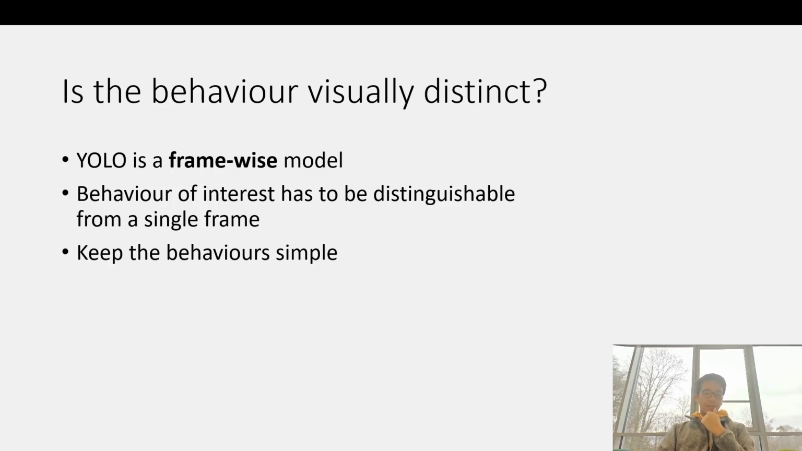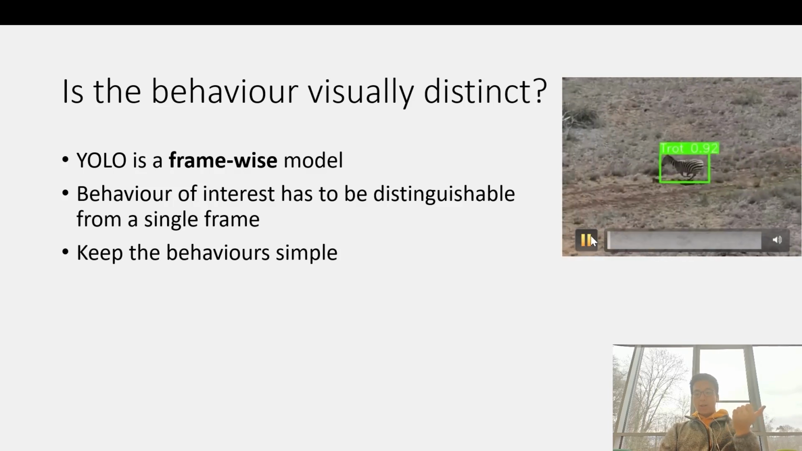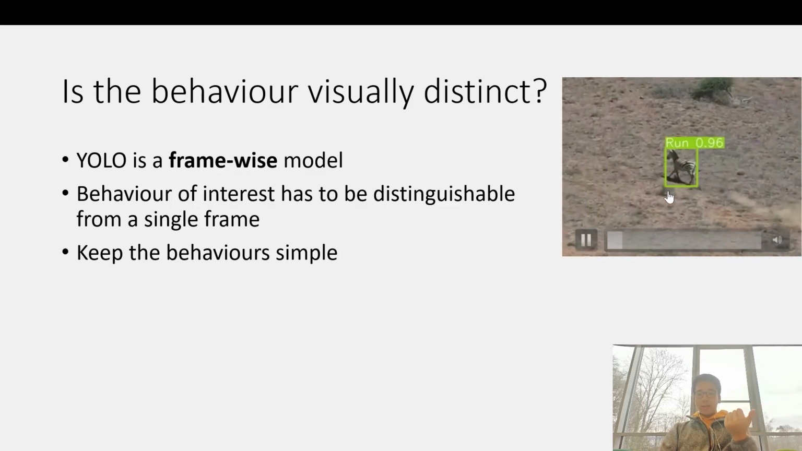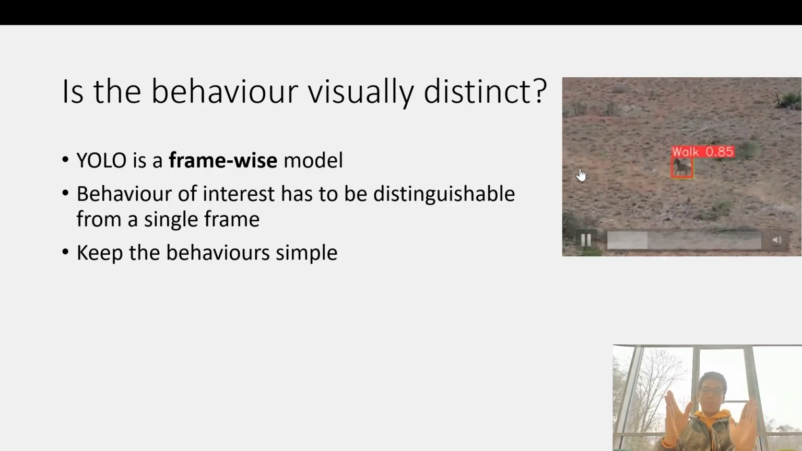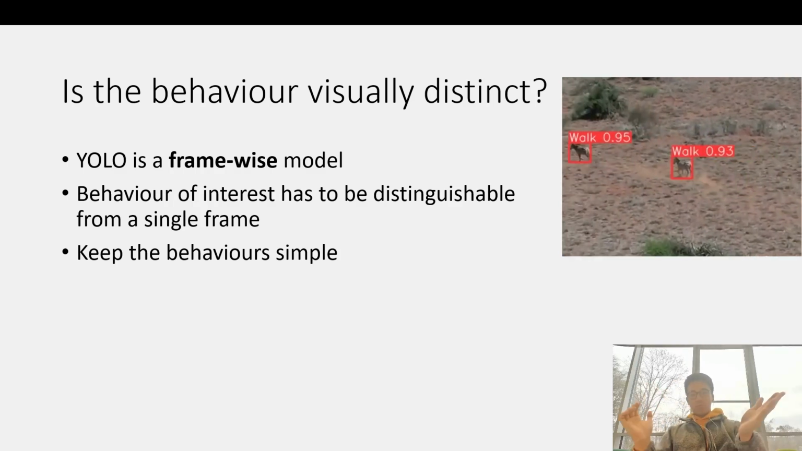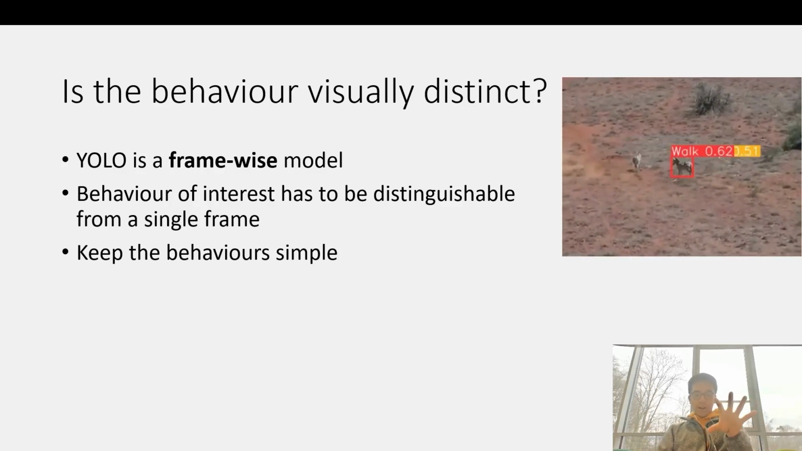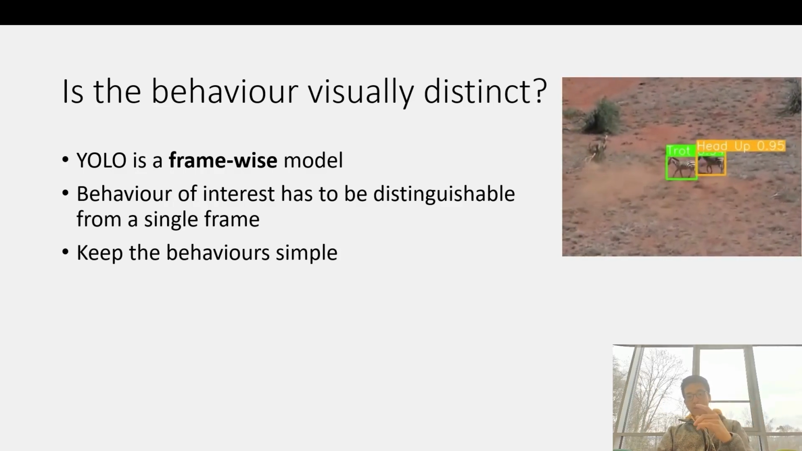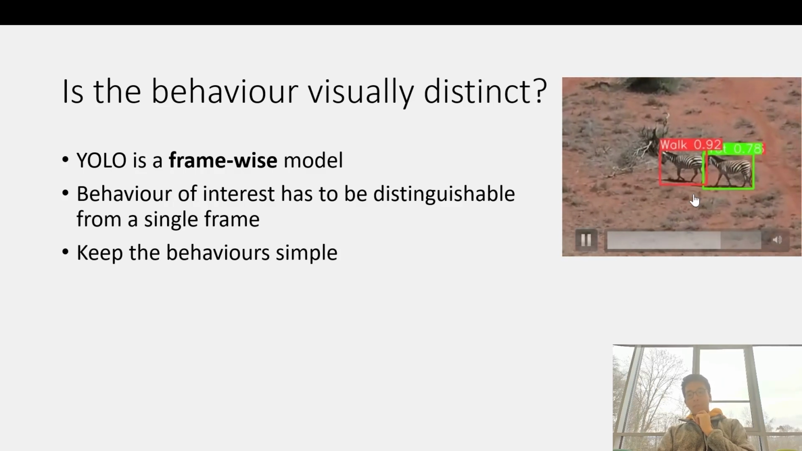So I'll keep the behavior simple. Here's an example from the zebra giraffe dataset where the running, trotting, and the walking are super similar within the frame. If you input the video into some model, maybe it could tell. But from a single frame, because YOLO only treats a single frame, the walking, running, and trotting becomes confusing for the model.